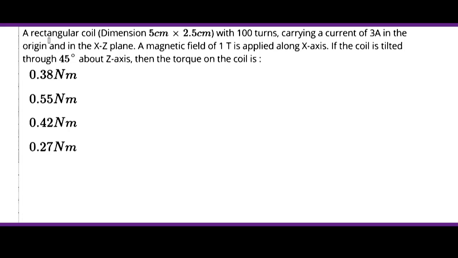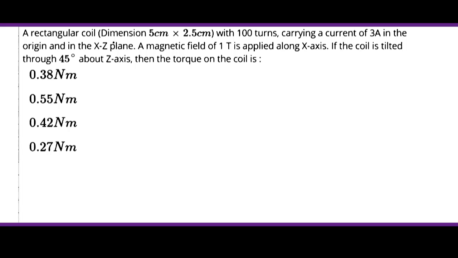Hello everyone, the question says that a rectangular coil of dimensions 5 cm into 2.5 cm with 100 turns carrying a current of 3 ampere in the origin and in xz plane. A magnetic field of 1 Tesla is applied along x-axis. If the coil is tilted through 45 degree about z-axis, then the torque on the coil is.